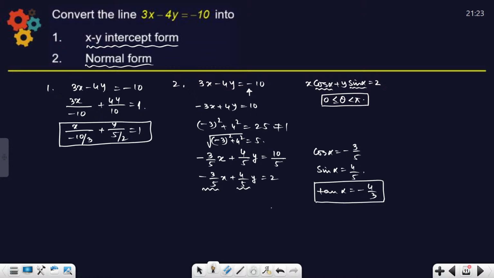So all you simply do is write down that this equation is x cos alpha plus y sin alpha equals 2, where alpha is basically tan inverse of minus 4 over 3. That's it. You can leave your answer here. There is no harm. Okay. So this is what is called your normal form. Any form of the straight line can be converted into the normal form. Is it clear? Chalo, let us move to the next problem.